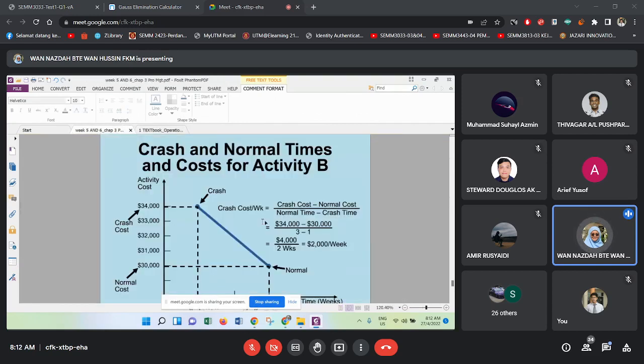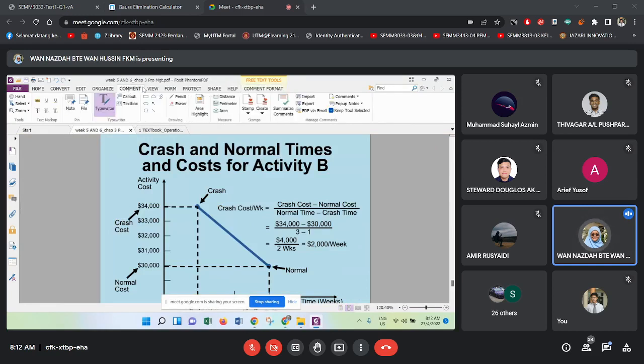If you want to calculate the crash cost per activity, always refer to this formula. The crash cost normally will be higher than the normal cost, and the normal time will be higher than crash time. Okay, faham eh? Faham?